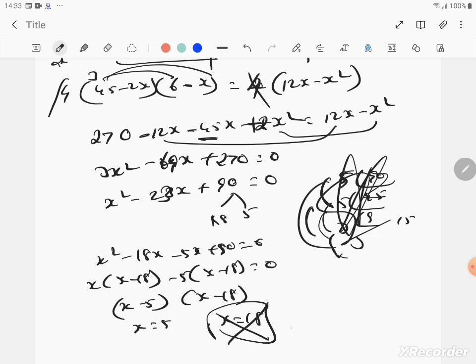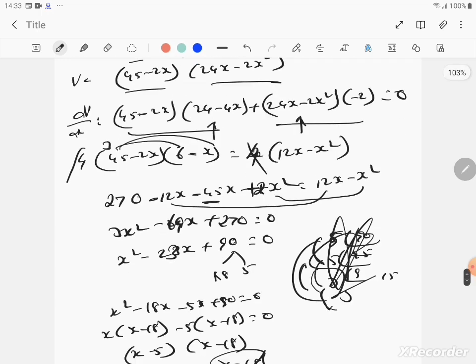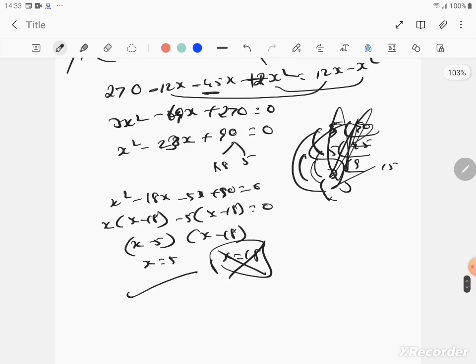x cannot be 18. Why? You can't possibly cut off an 18 and an 18 from a 24. It's 30. How can you cut off a 36 from 24? So it's not possible. When x is equal to 5 is the right answer.